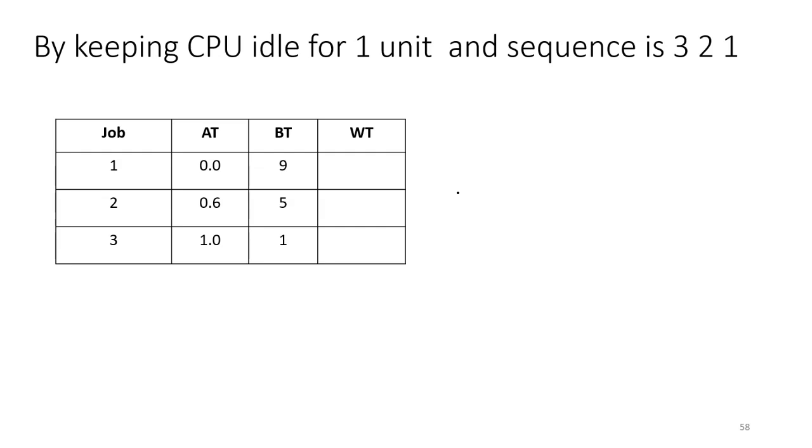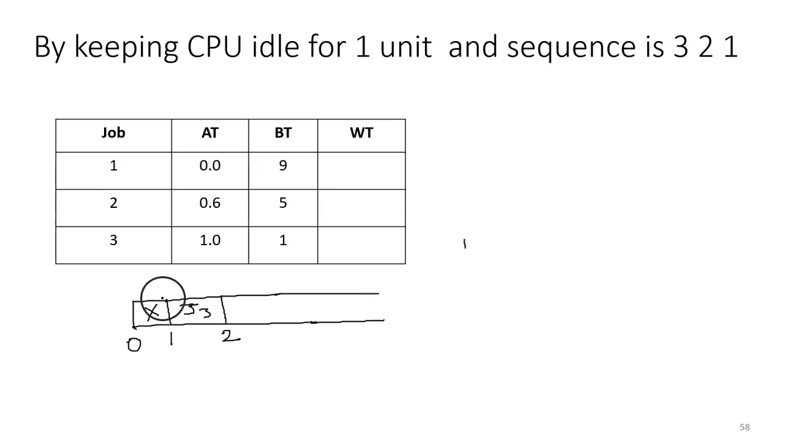Now let's check the first option, that is by keeping CPU idle for 1 unit time, and the sequence is 3, 2, 1. So we are keeping CPU idle for 1 unit. Then as per the given sequence, job 3 will have CPU for 1 unit time. Total time is 2 here. After job 3, job 2 will have CPU for 5 units. Total time is 7. And finally, job 1 will have CPU for 9 units and total time is 16.